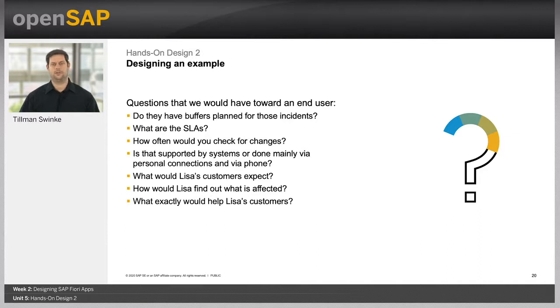So now at this point, we usually ask the end user a lot of questions to clarify the circumstances and understand it better. Like if they have a buffer planned in for those kinds of incidents. What are the service level agreements in place with customers? Or what data does Lisa need to find out what products are affected?